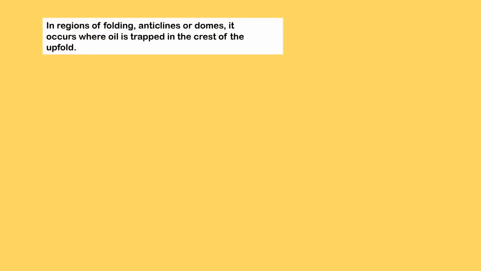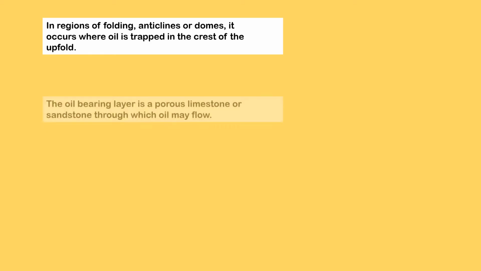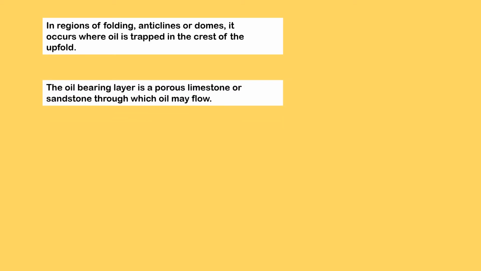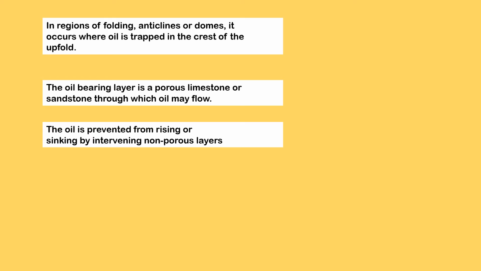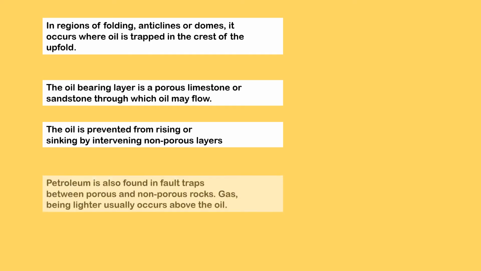In the region of folding, anticlines or domes, oil is trapped in the crust of the upfold. The oil-bearing layer is a porous limestone or sandstone through which oil may flow. The oil is prevented from rising or sinking by intervening non-porous layers.